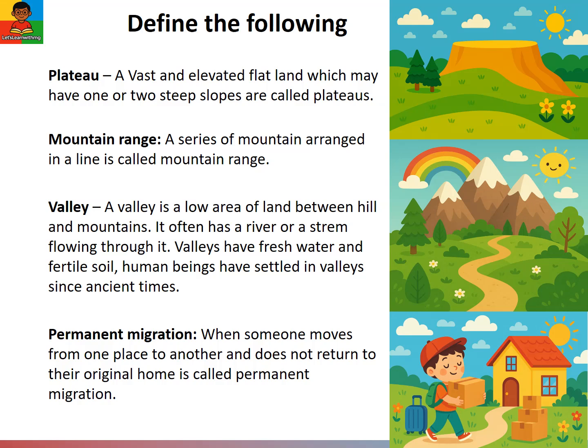Let's define some key terms. A plateau is a vast and elevated flatland which may have 1 or 2 steep slopes. A mountain range is a series of mountains arranged in a line. A valley is a low area of land between hills and mountains, often with a river or stream flowing through it. Valleys have fresh water and fertile soil, and people have settled in valleys since ancient times. Permanent migration is when someone moves from one place to another and does not return to their original home.